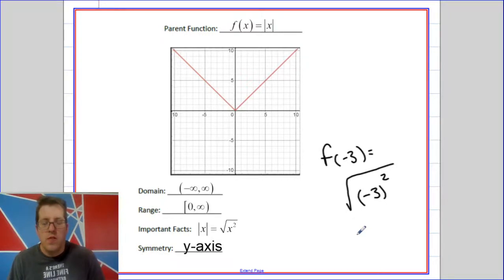If I square negative 3, I get 9. And then when I have the square root of 9, I'm talking about the principal square root of 9, or the positive square root of 9, which is 3. So that's going to turn my negative 3 into a positive 3. This has symmetry about the y-axis, and absolute value is used to measure absolute distance.